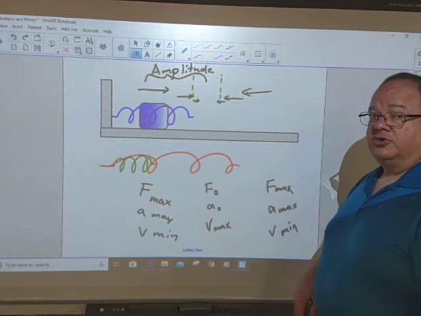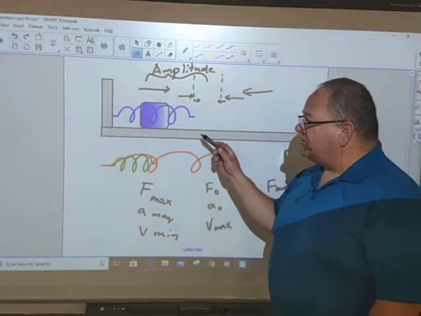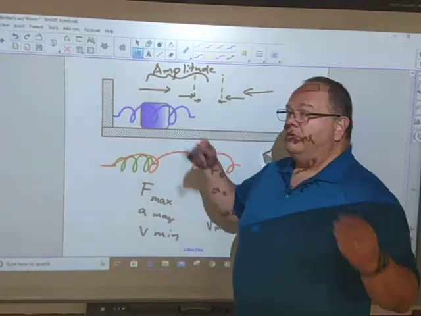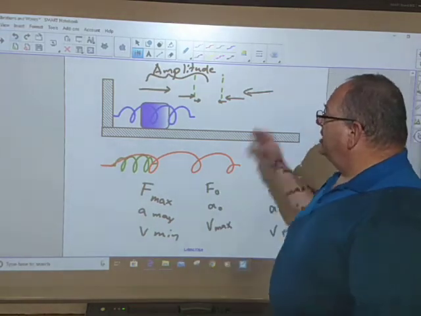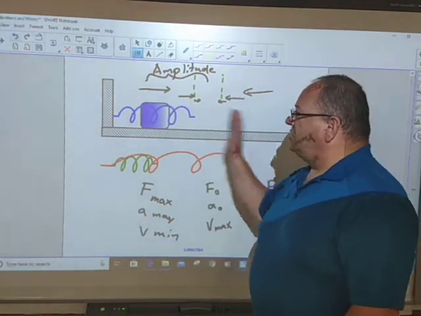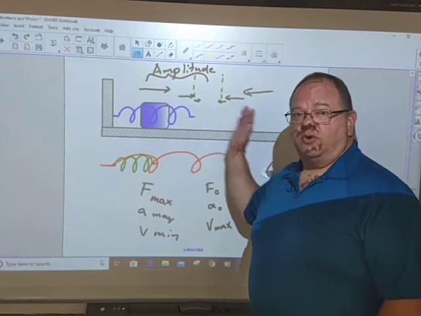That's simple harmonic motion. So if this is a frictionless surface, and let's say somehow there were no internal friction in that spring, this thing would just sit here and oscillate back and forth.